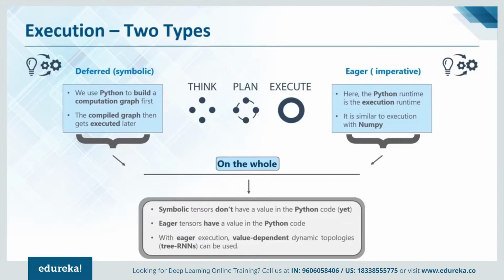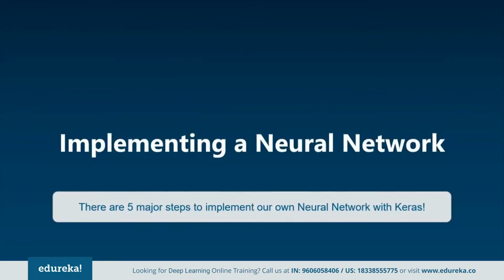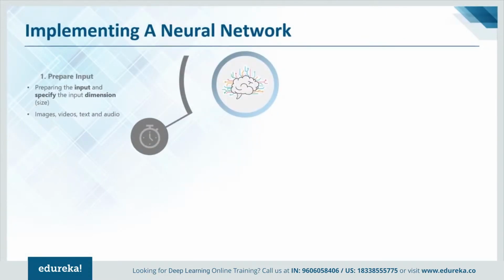So what are you guys thinking about Keras at this point? Well, it is actually really easy to grasp, guys. Next, let's look at the steps needed to implement our own neural network using Keras. There are 5 major steps here, guys. So starting out, we need to prepare the inputs for the model. We do this by analyzing our requirements and specifying the input dimensions. As you know, the common inputs are images, videos, text, or audio based on your model requirement.